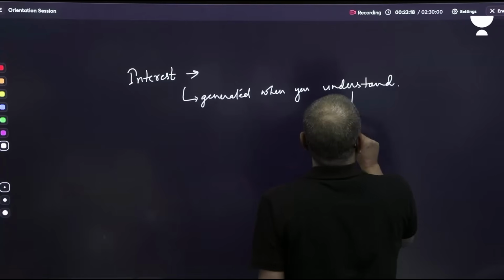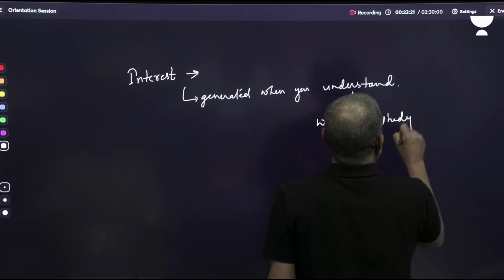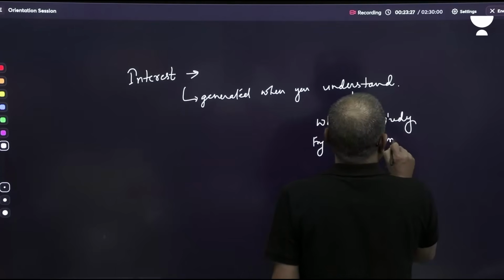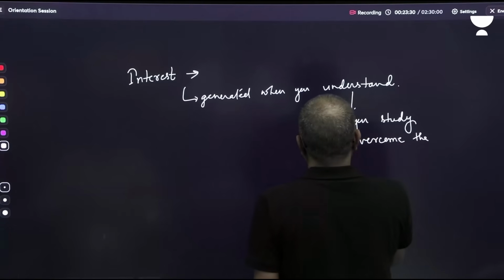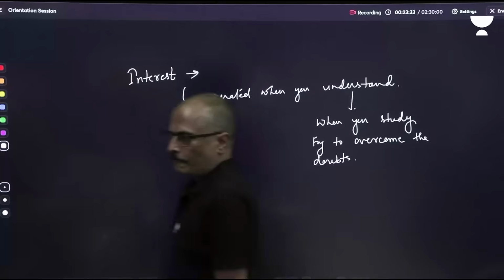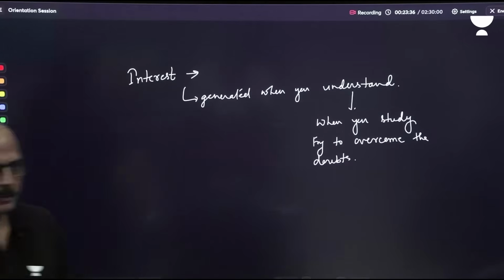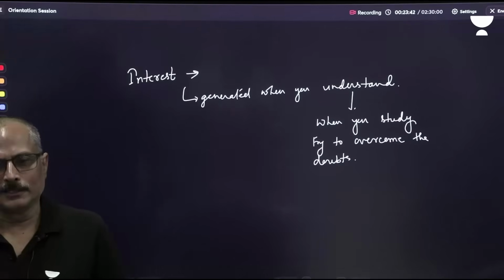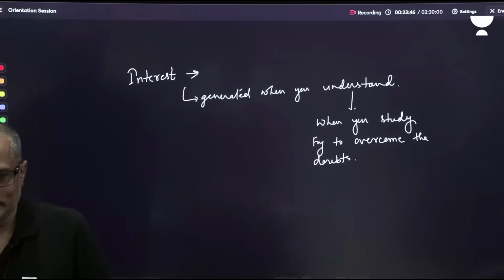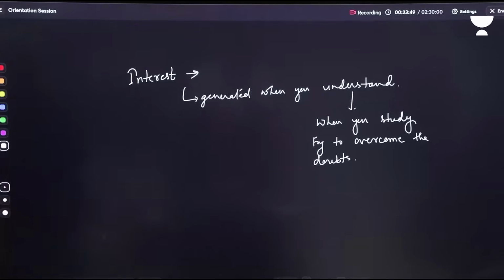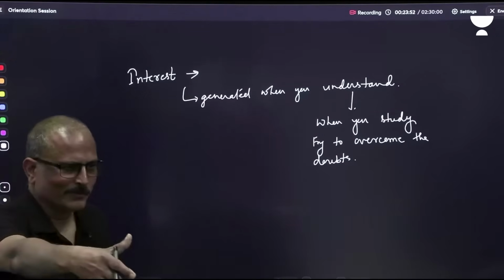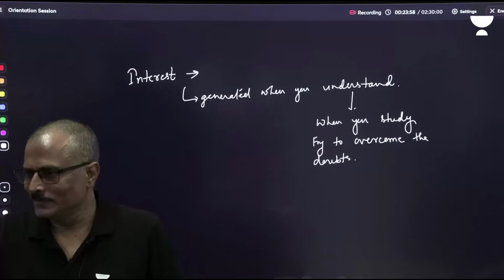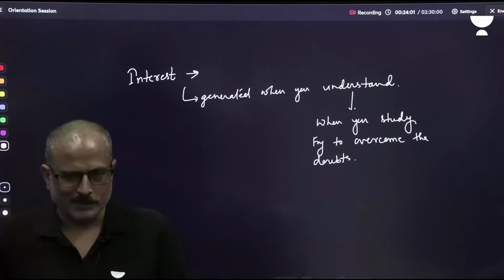When you study, try to overcome the doubts. You read a paragraph, you did not understand, and then you moved from sociology to psychology. Again, you read a paragraph in psychology, you did not understand, you moved to economics, and you are in further more problem, right? Then physics, chemistry, biology, X, Y, Z.